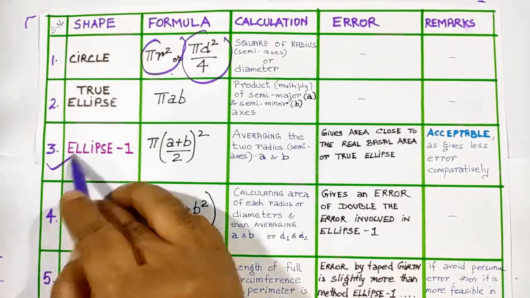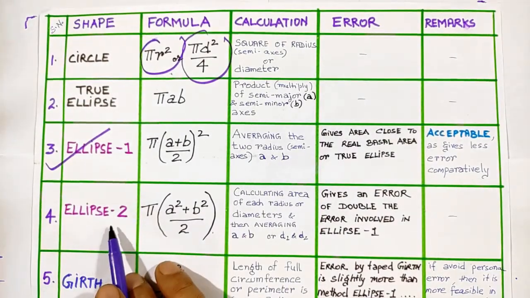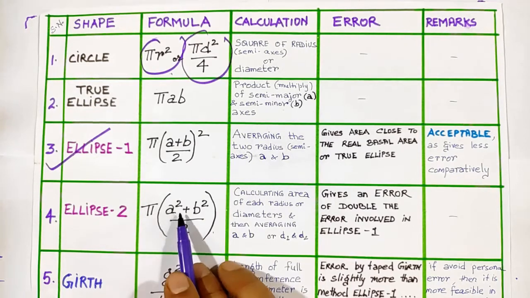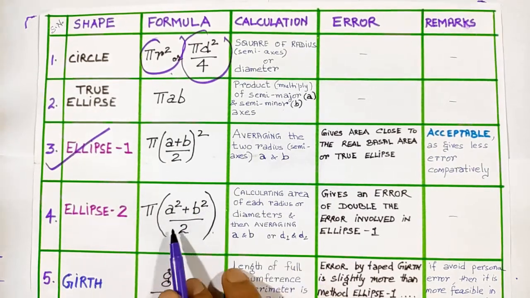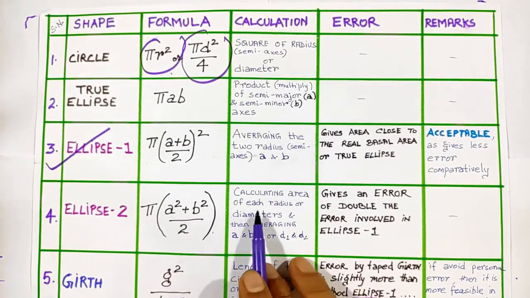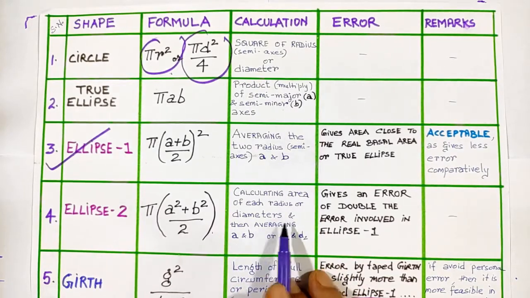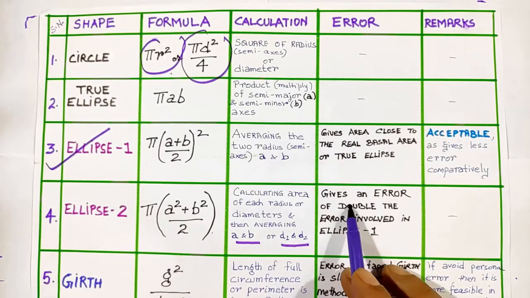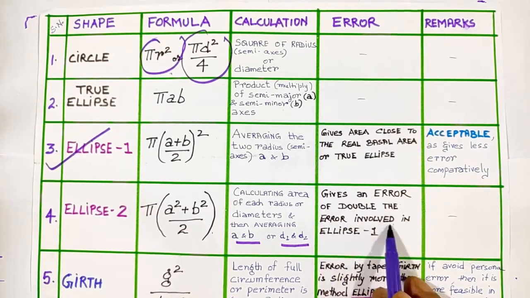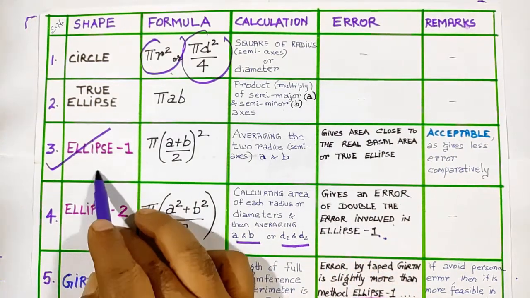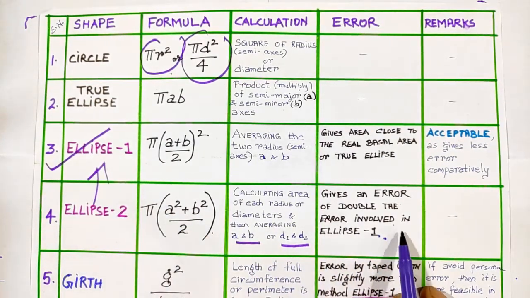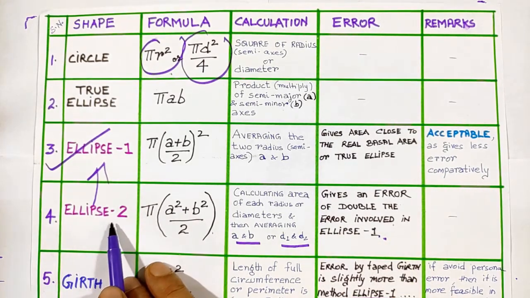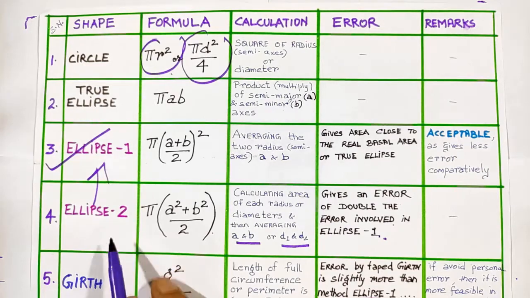Then ellipse 2: separately for A square, we calculate the area, and separately for B square, divided by 2. So we calculate the area of each radius or diameter and then average it. Either with radius or diameter, it gives double the error involved in ellipse 1. So there is more error when we take this formula for calculation of basal area, ellipse 2.